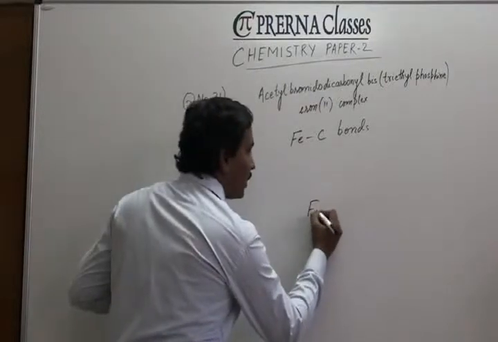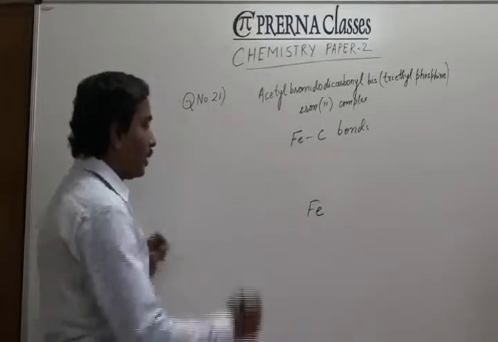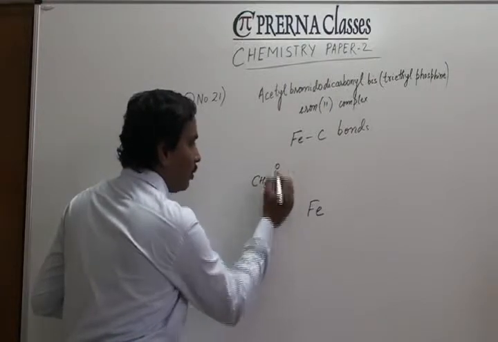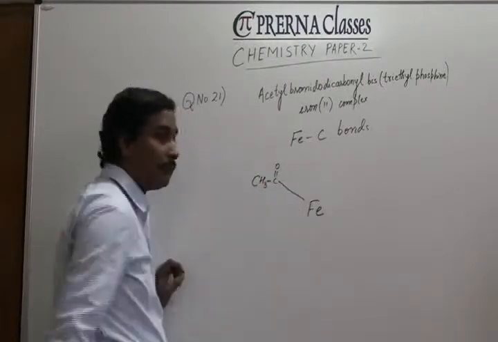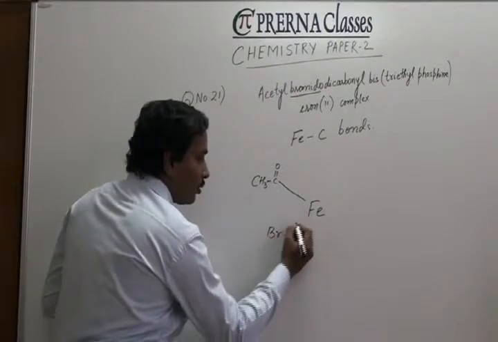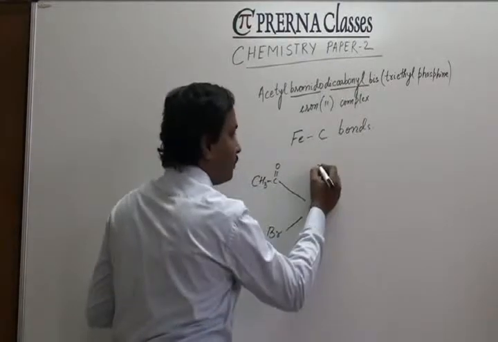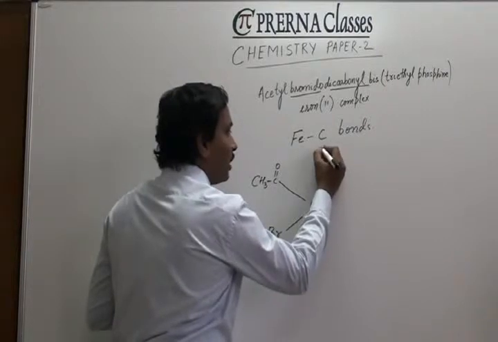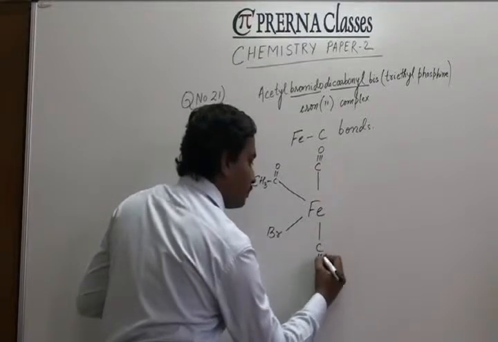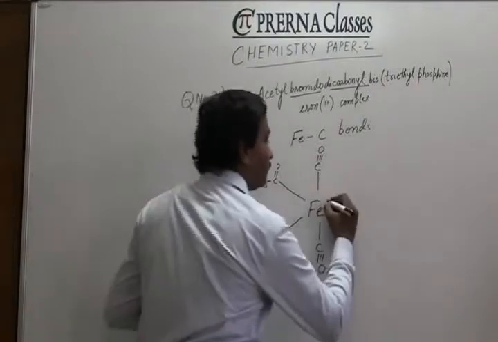Iron is attached with different ligands. The first ligand is the acetyl group. If you consider the acetyl structure, it is CH3C=O and it is attached with iron. Next, bromido, that means a Br group is attached. Next one is dicarbonyl. Carbonyl group is CO. And bis(triethyl phosphine).